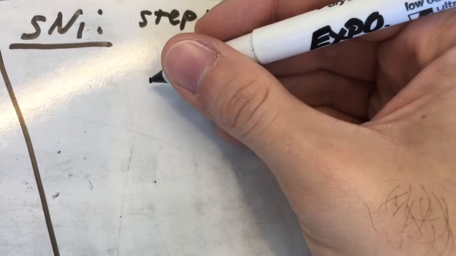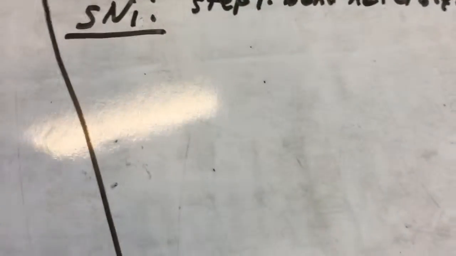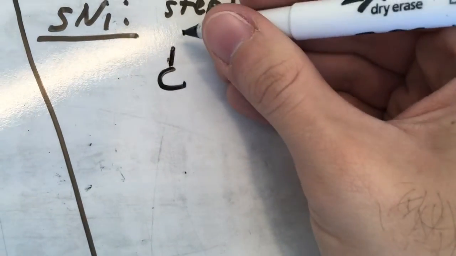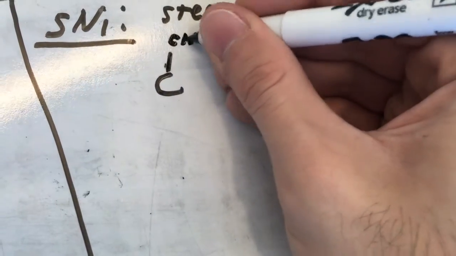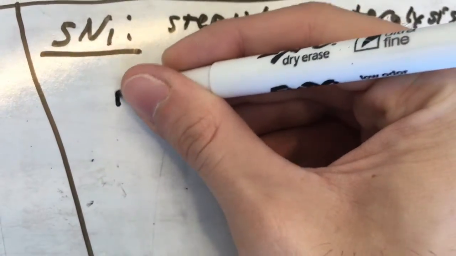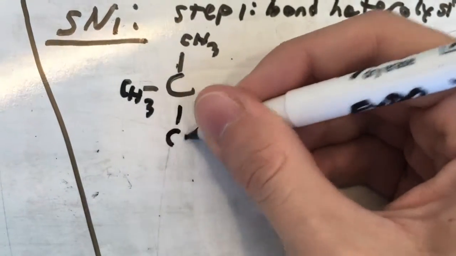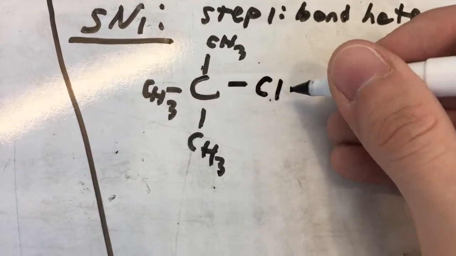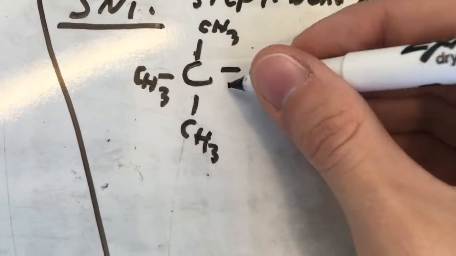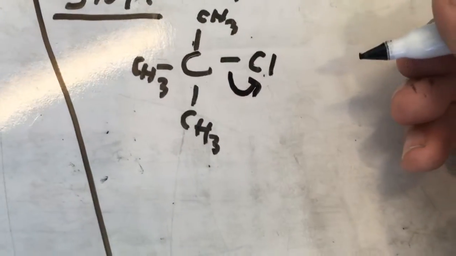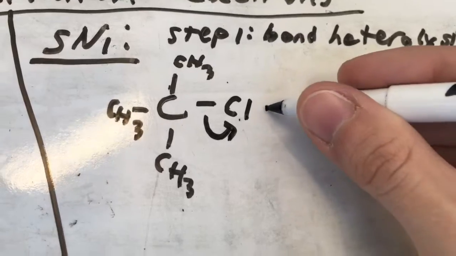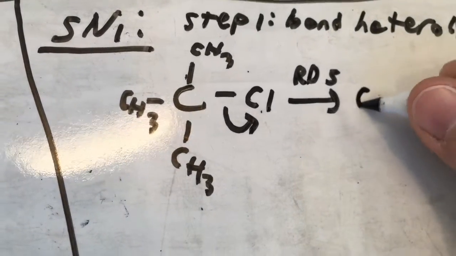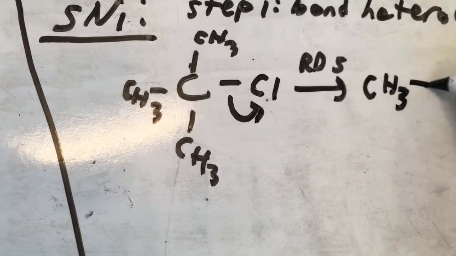You don't really need to know that, just know that the first step is the rate determining step, and you display that with the energy diagrams. So here we have CH3, CH3, CH3, CH3, and instead of Br, let's do Cl, just to change it up a bit. So this goes here, and it just breaks off, because it's a leaving group, it's a halogen. This is our rate determining step.